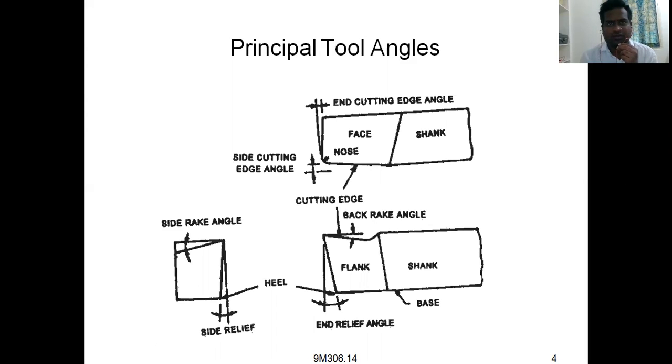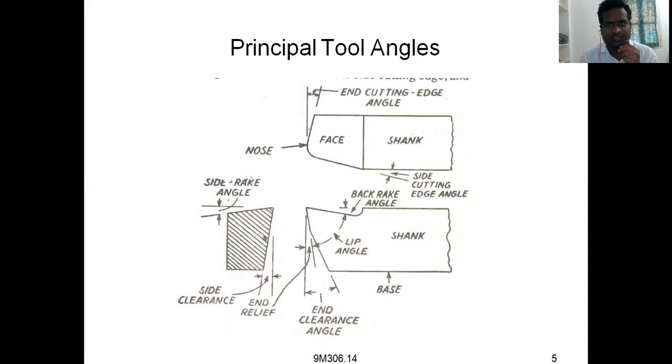So now we are moving to discuss the angles, the principal tool angles. So far we have discussed the body parts and edges, and now we are moving to the principal tool angles. In these principal tool angles, we learn two or three or four angles today, and the remaining will be discussed in the later classes.